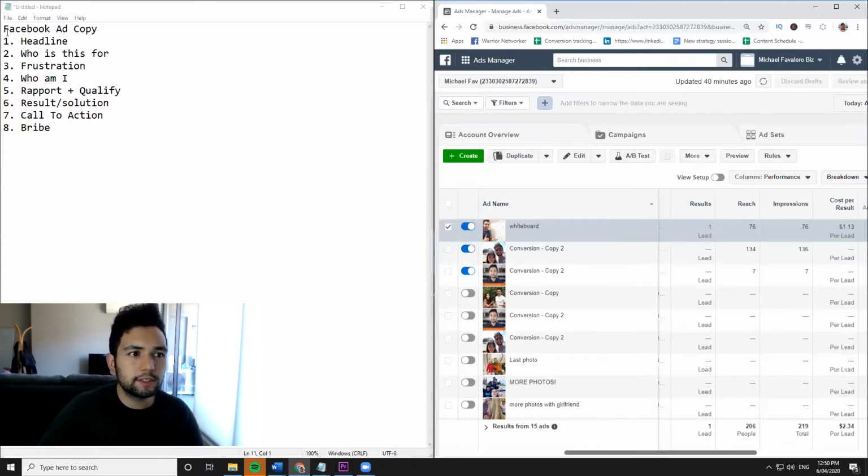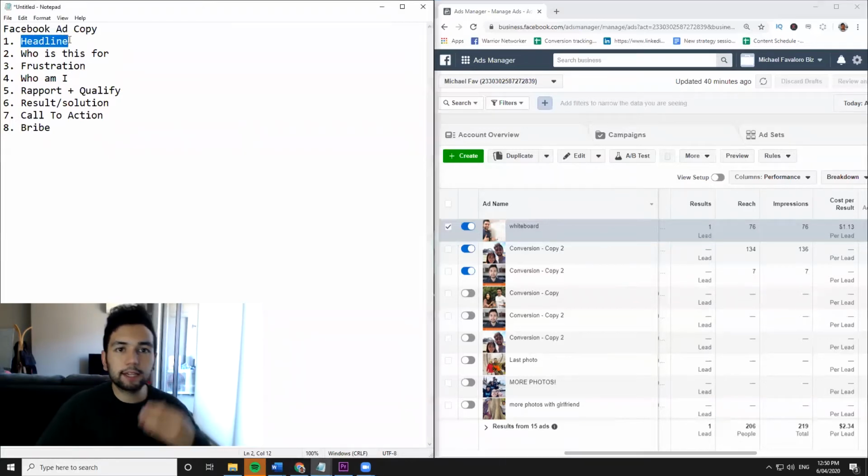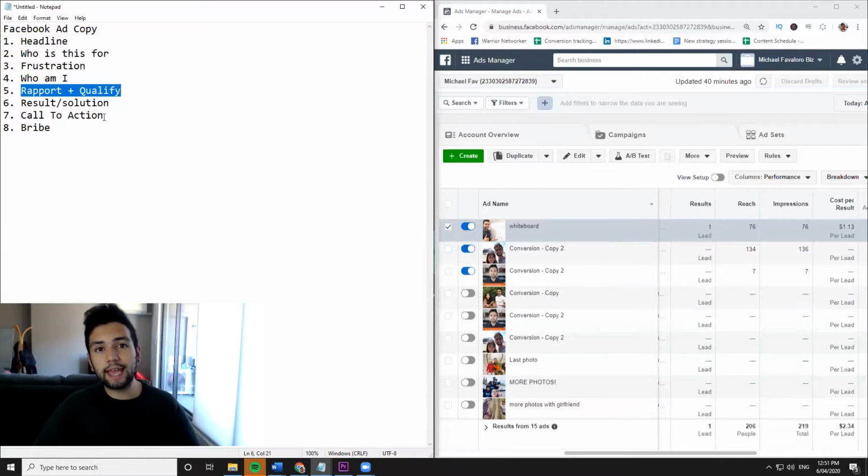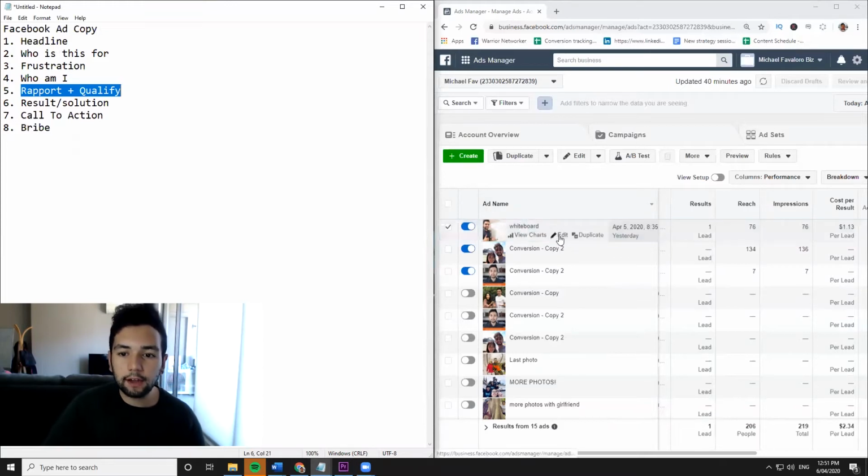The structure that I'm using here is basically where you have a headline. You talk about who this is for, so obviously for people who are looking to start a business. You talk about the frustration that your target market is currently facing. Then you talk about who you are, so introduce yourself, followed by rapport plus qualifying them. Then give them the solution that they want, followed by the call to action and a bribe. So let's actually get into the ad, and I'll show you exactly what I have that's working for me really, really well right now.